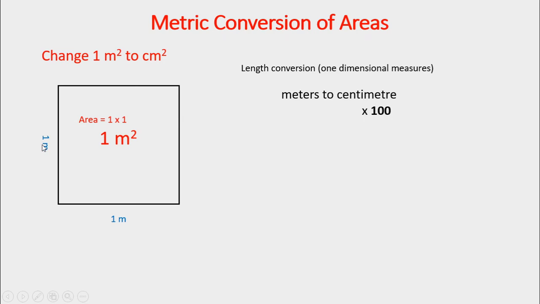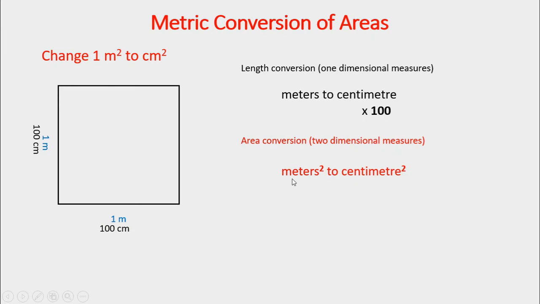To convert this length into centimeters, I times it by 100. However, to convert the area, that's a 2-dimensional space. So we need to keep in mind that to convert between meters squared and centimeters squared, we use this conversion squared. I don't just times by 100, I times by 100 squared. And let me show you why.